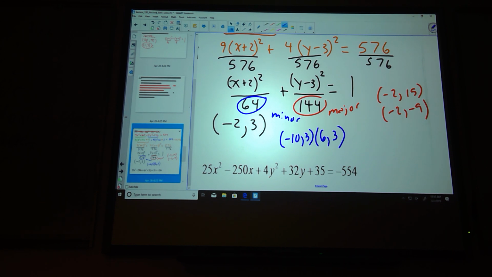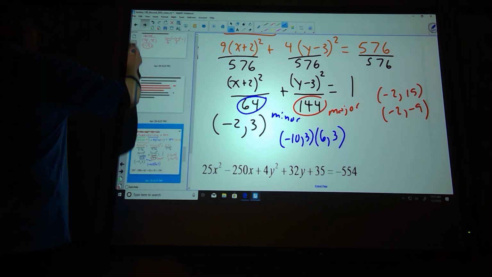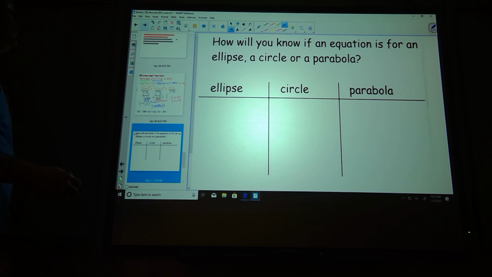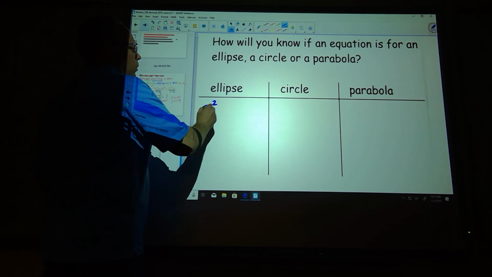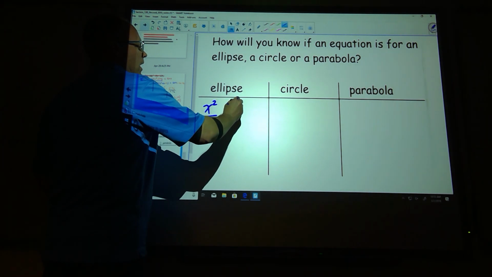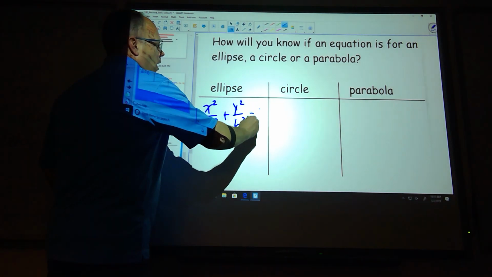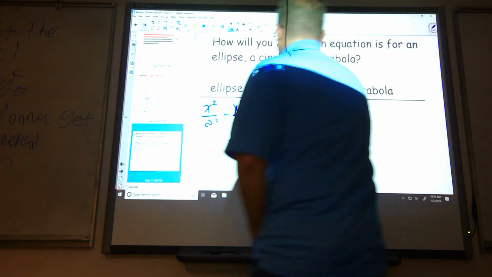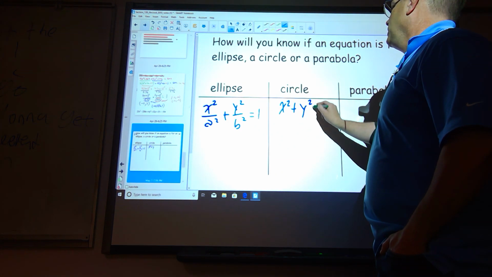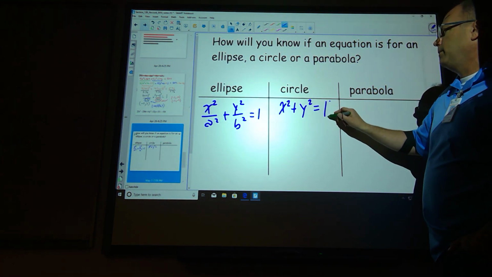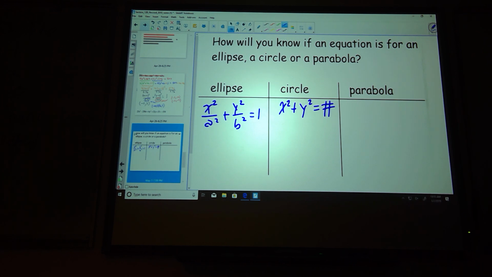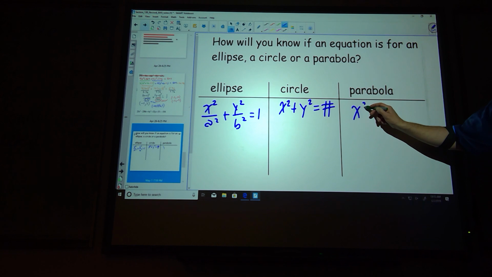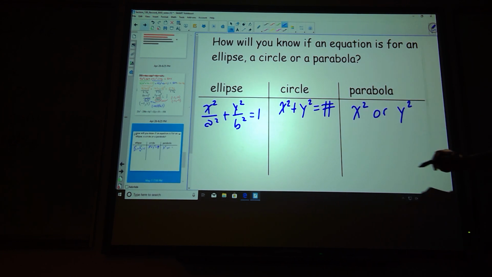All right. Do you guys want to do that last one with me, or should we just go to the last slide? Dude, because this would be so cool. Okay, let's just do that. All right, here we go. How do you know if you have an ellipse? You have x squared over a squared plus y squared over b squared equals 1. How do you know if you have a circle? It's x squared plus y squared equals some number. It's not over anything. If it's a parabola, you just have an x squared or a y squared. You don't have both.